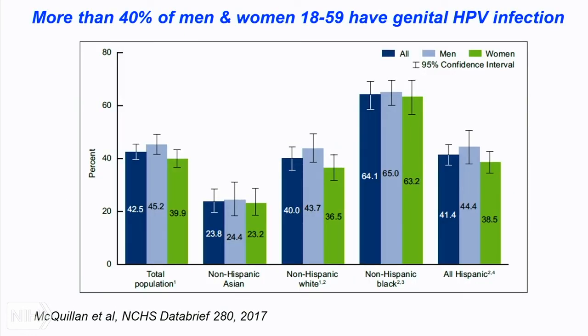This slide tells you perhaps one of the reasons why I don't have a patient to present to you. That's because more than 40% of men and women between the ages of 18 and 59 have genital HPV infection. So if you see a representative group of people between those ages, just under half of them statistically will have HPV infection.